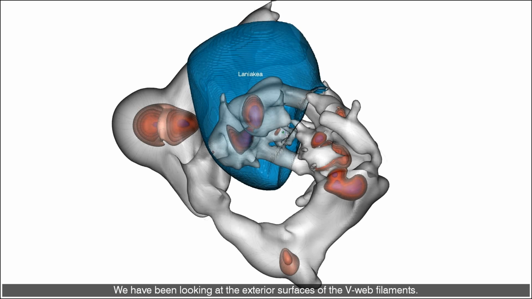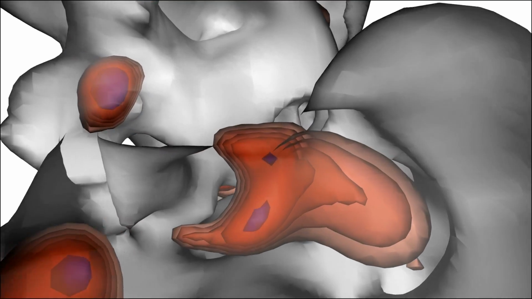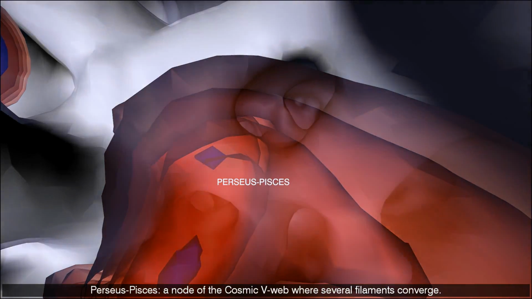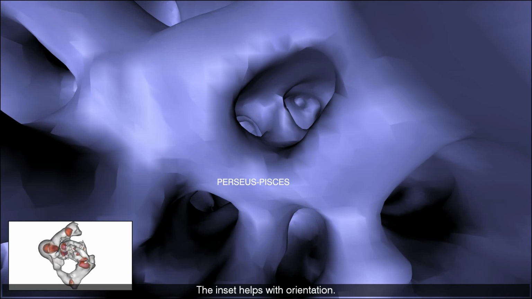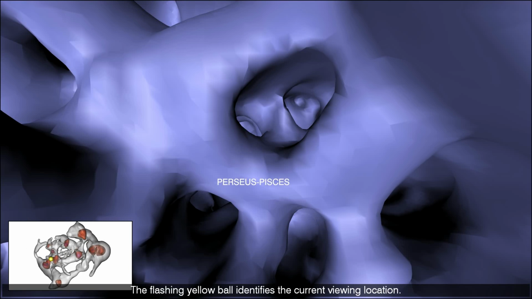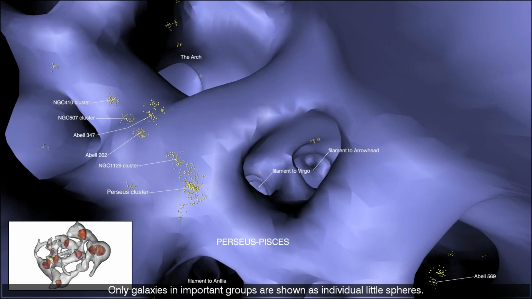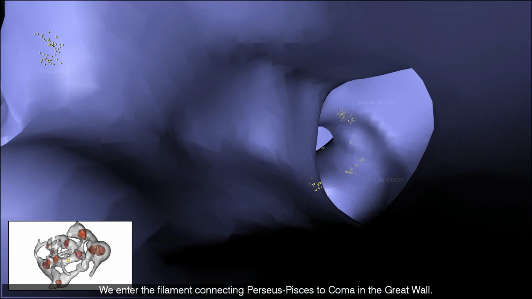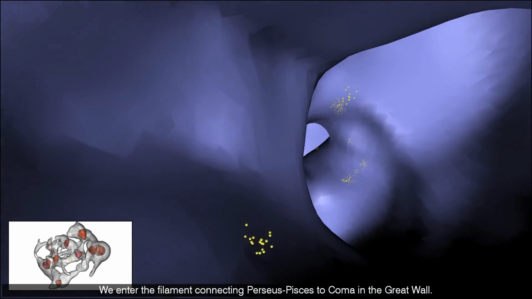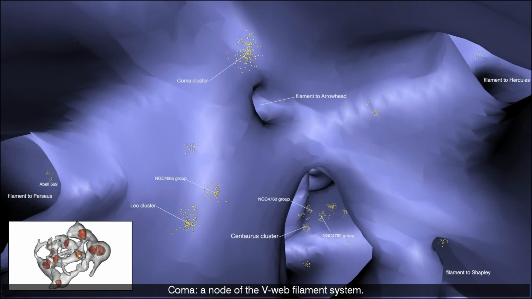We have been looking at the exterior surfaces of the V-web filaments. Let us go inside. Perseus Pisces, a node of the cosmic V-web where several filaments converge. The insert helps with orientation. The flashing yellow ball identifies the current viewing location. Only galaxies in important groups are shown as individual little spheres. We enter the filament connecting Perseus Pisces to Coma in the Great Wall. Coma, a node of the V-web filament system.